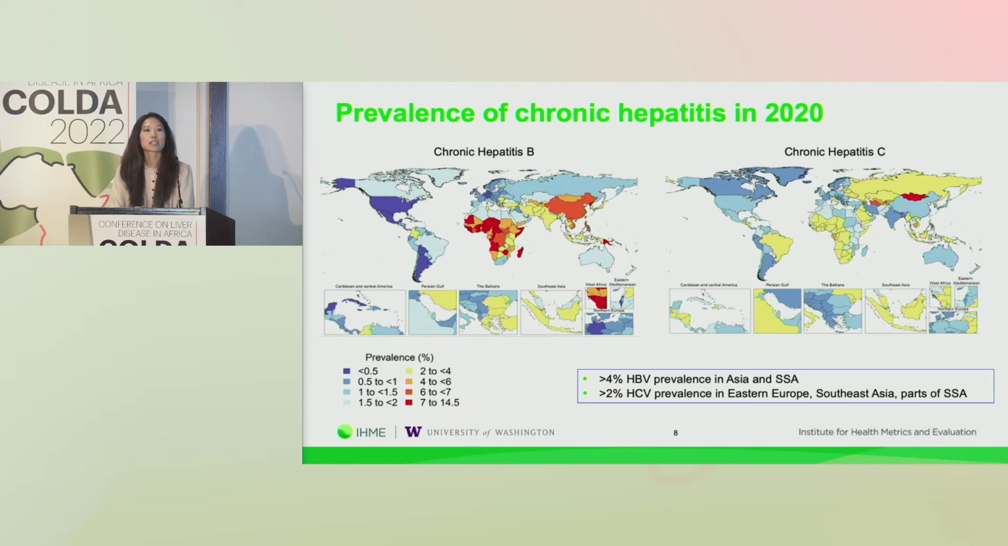So our analysis shows that the prevalence of chronic hepatitis B in the year 2020 is about 3.6%. And then the global prevalence of chronic hepatitis C is about 1.6%. You can see in the map that a lot of the hepatitis B prevalence burden is coming from Asia and Sub-Saharan Africa, the countries marked in red. And then for chronic hepatitis C, a lot of the prevalence burden is coming from Eastern Europe, Southeast Asia, and parts of Sub-Saharan Africa.